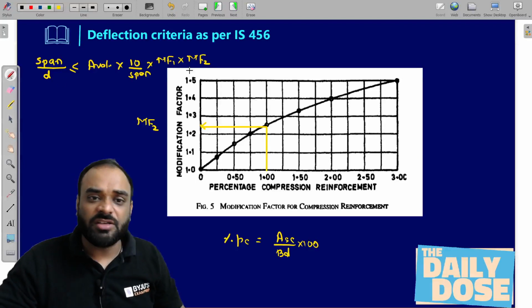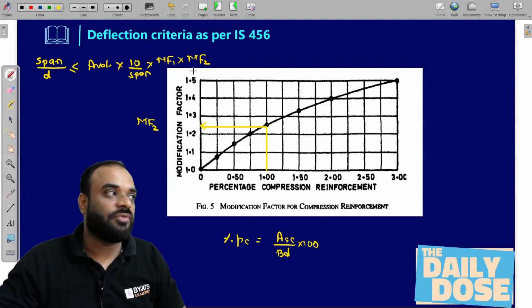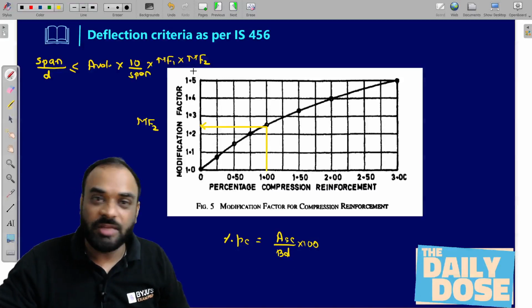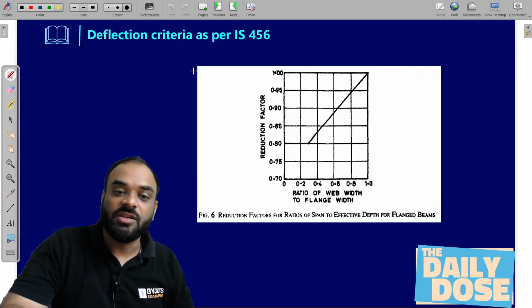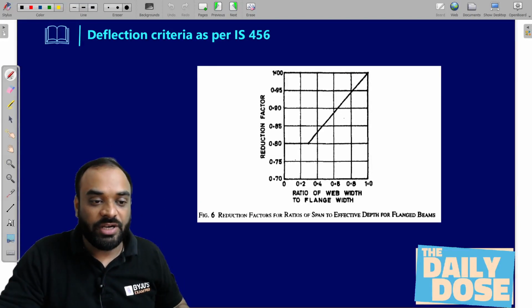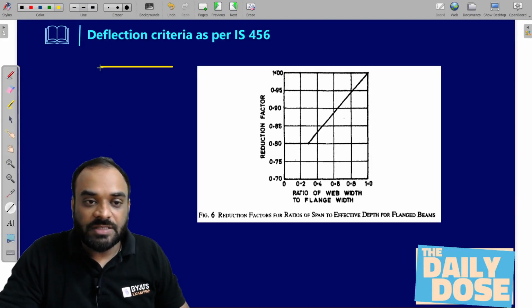Now this particular formula can be valid in case of a rectangular beam, but guys, most of the time we may have the T-beam also. So in such condition, we have another factor which is known as reduction factor. So how we can calculate? It is very easy. Let us suppose this is your T-beam.